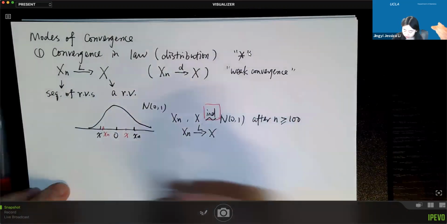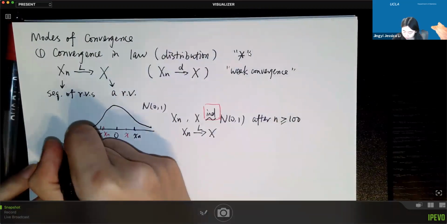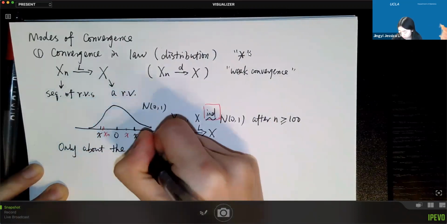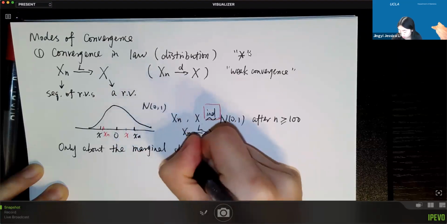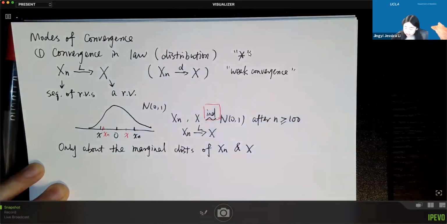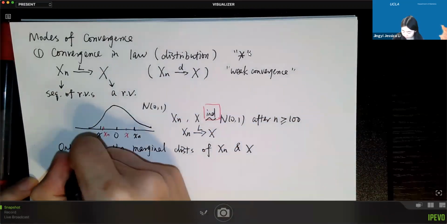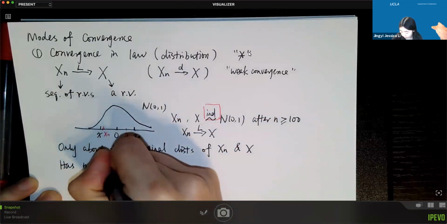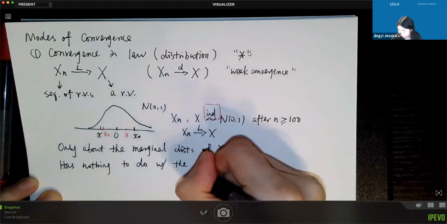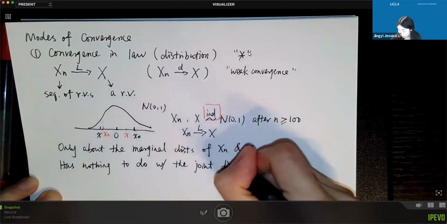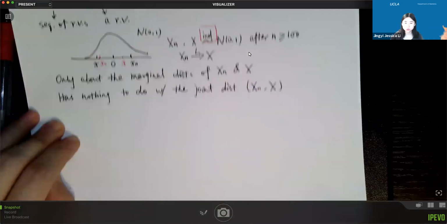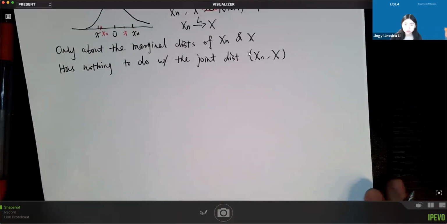Okay, so let me put it. It's only about the marginal distributions of xn and x, and it has nothing to do with the joint distribution of xn and x. And to help you understand the marginal distribution and joint distribution, I'm going to draw another graph.